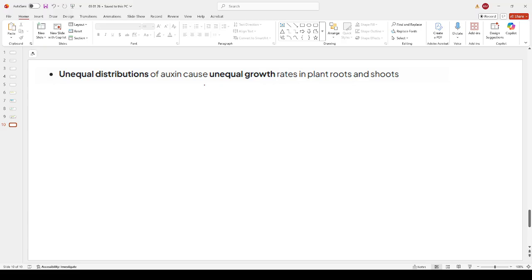Okay, so unequal distributions of auxin cause unequal growth. Simple as that. Okay. Where are we? Oh, we're here. Okay.